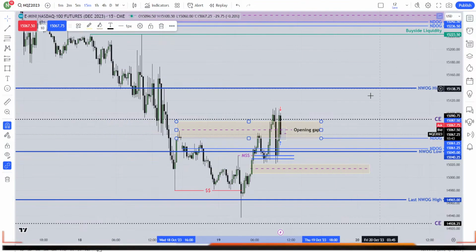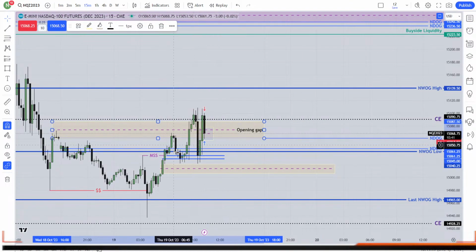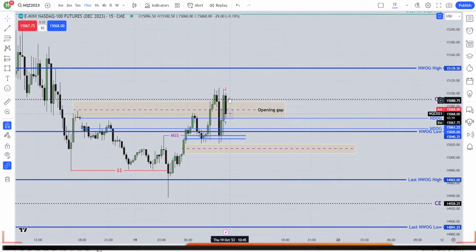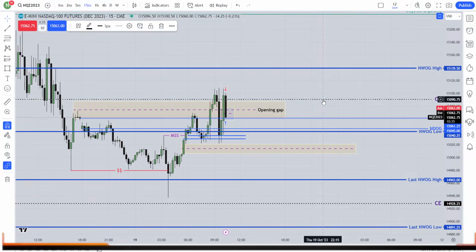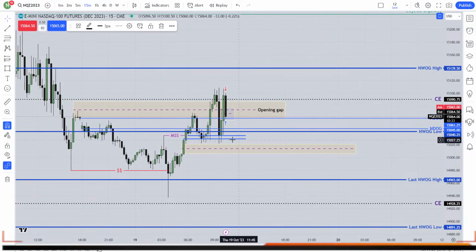Okay, so you can't take your decision in here because it is inside a range. There is a resistance. The consequent encroachment is the resistance. There is your support. I mean the opening gap. I mean not opening gap. This is the 15-minute fair value gap, upper gap. This gap, or this breakaway gap, and this consequent encroachment.